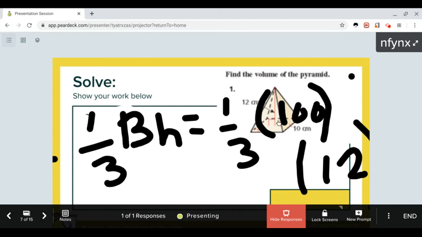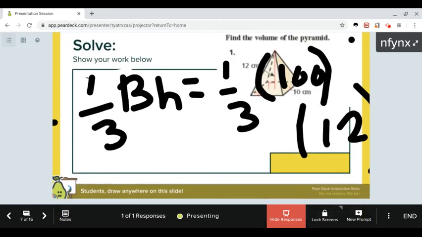Well, in this case it's a square because if you noticed, all the sides are congruent, and then it tells us that it's a right angle here. So 10 times 10 is 100. Multiply that by the height, and then that would be 120 divided by 3.